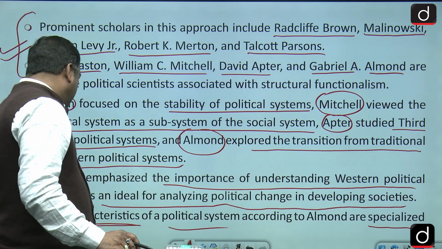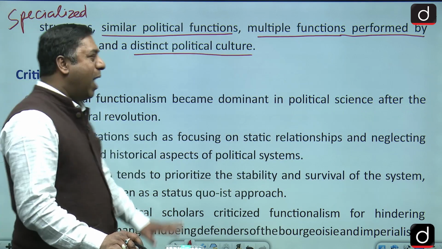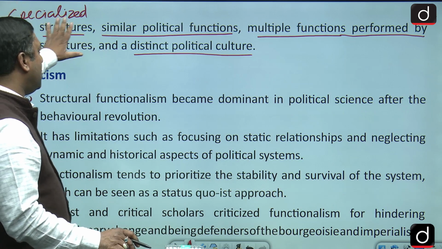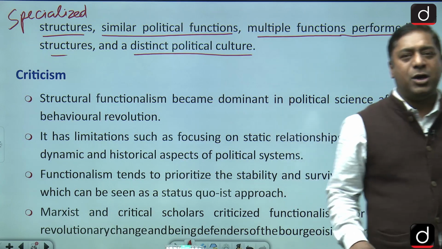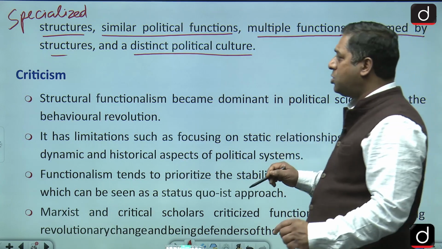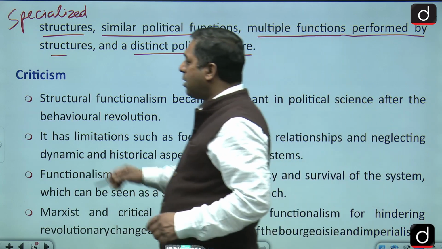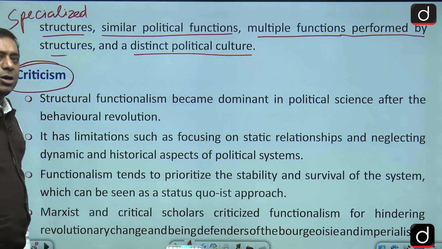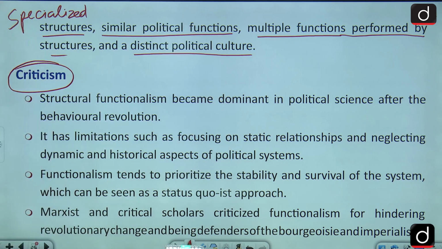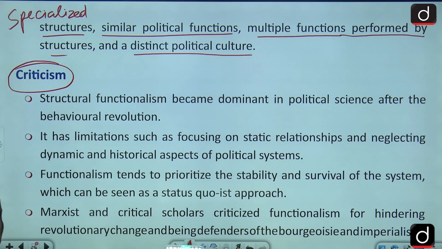According to him, there are four characteristics of the Western political system: specialized structure, similar political functions, multiple functions with regard to their structure, and distinct political culture. Now, let's talk about the criticism of the structural functional approach.